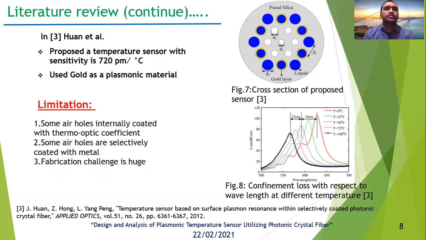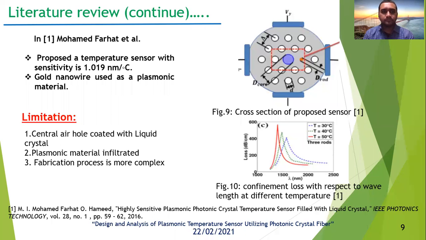In another literature review, Mr. Horn et al. proposed a temperature sensor with sensitivity of 720 picometer per degree Celsius. He used gold as a plasmonic material. Figure 7 is the cross-sectional view of the author's proposed sensor. The limitation of this sensor is that some air holes are internally coated with a thermo-optic coefficient material and some air holes are selectively coated with metal, so the fabrication challenge is huge. Figure 8 shows the confinement loss with respect to wavelength at different temperatures.